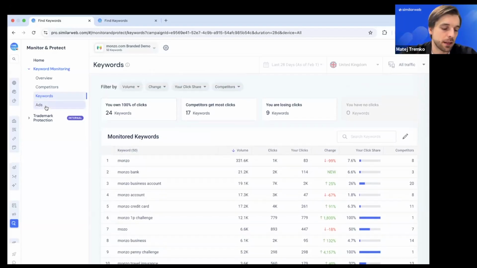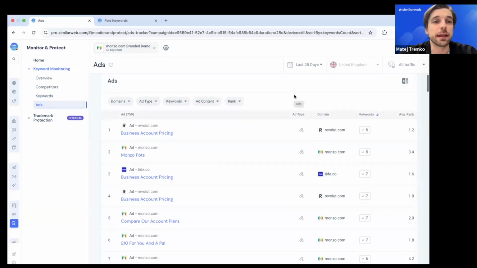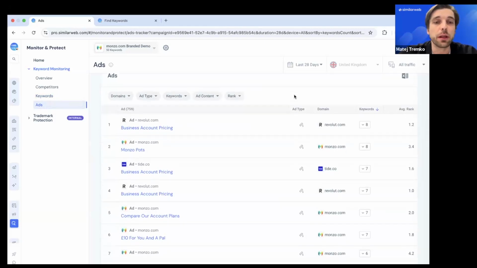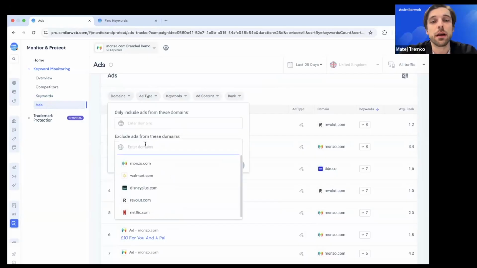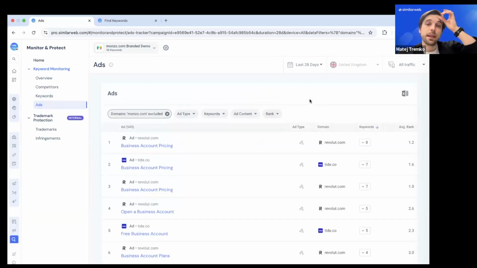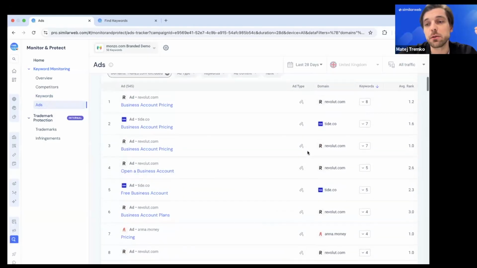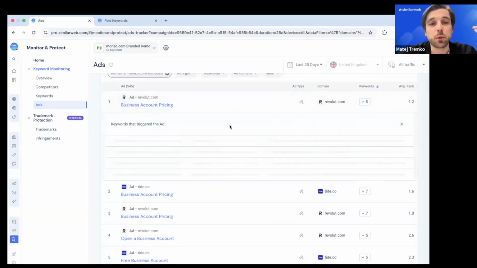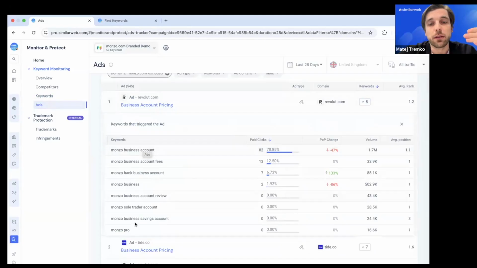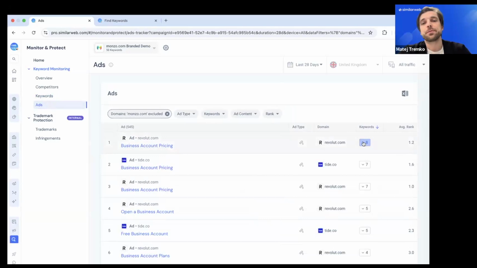Last but not least, let's quickly review the ads page. Here we can see the specific ads that we have detected for all the players launching ads towards these keywords. Let's say I'm only interested in the ads of the competitors because I know my own ads, so I would exclude myself from this list. And then I can review what type of ads competitors are launching towards my branded keywords. If you look at the keywords here, all of these are probably branded keywords that we have set up in the campaign, and you can see how many clicks they've produced.